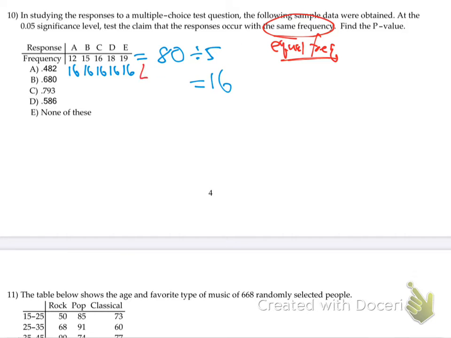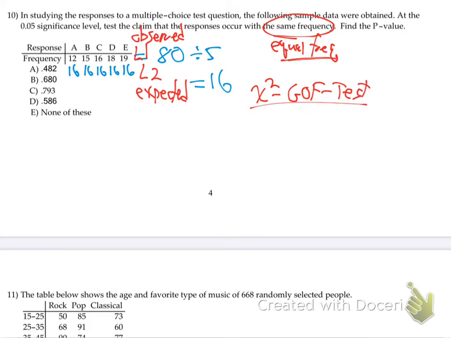So L2 is that, and L1 is the top row. Because L1 is always the observed, what they actually saw happen, and L2 is what you expect. If they're equal frequency, we would expect them all to be 16. So put that in L1 and L2, and then do the chi-square goodness of fit test.